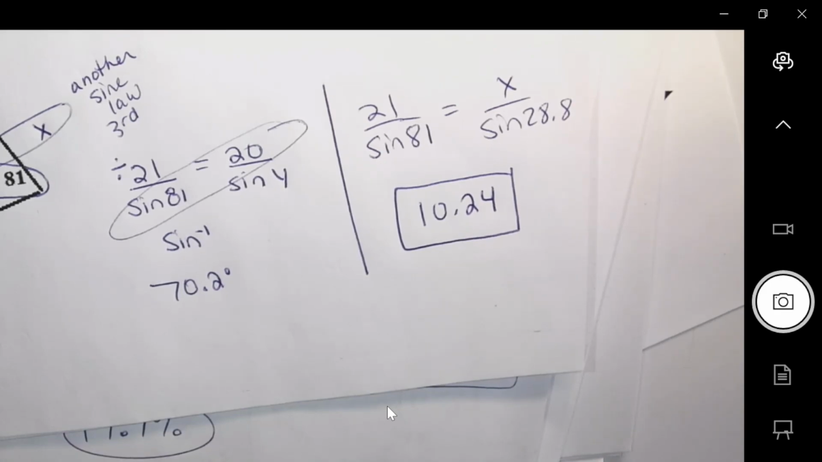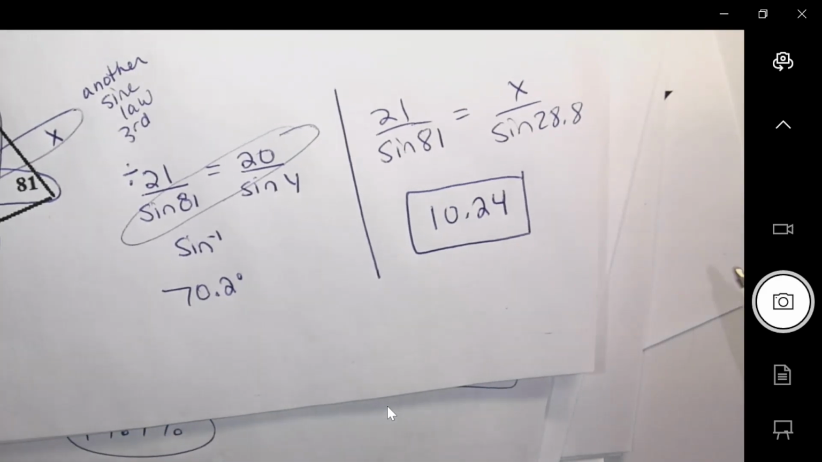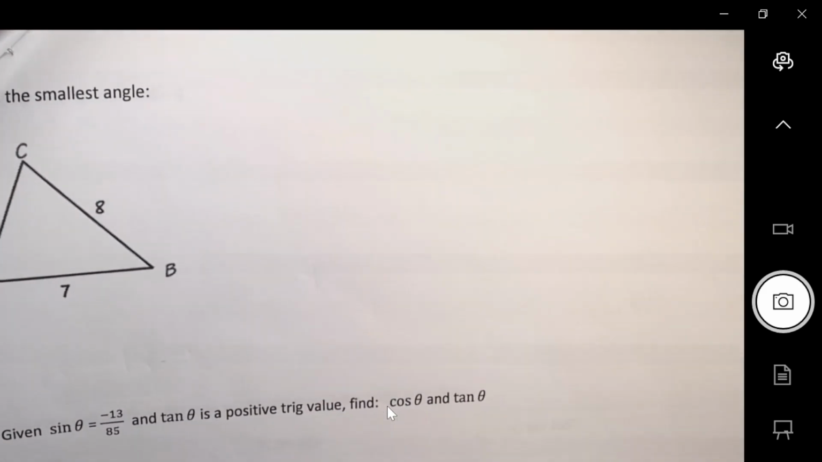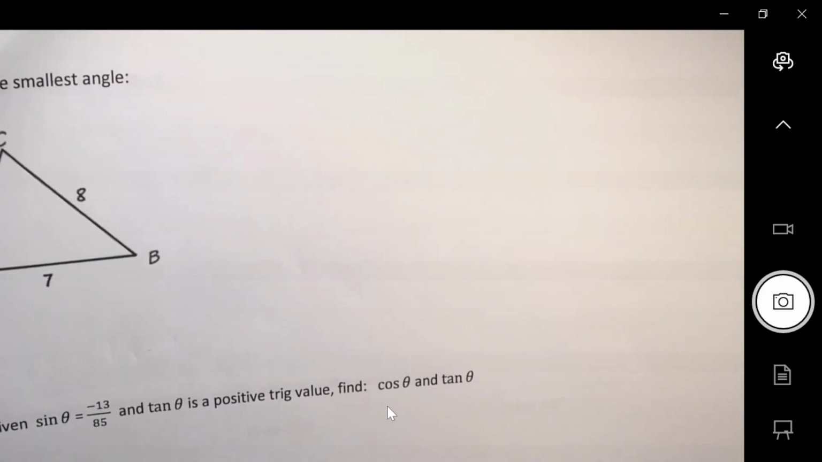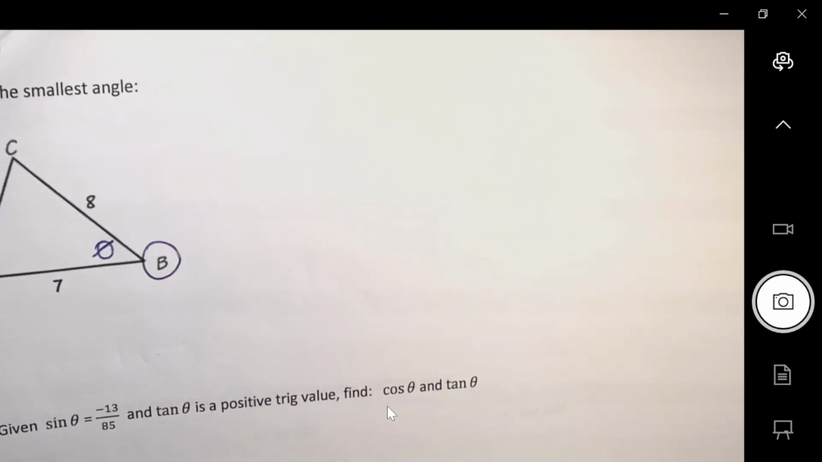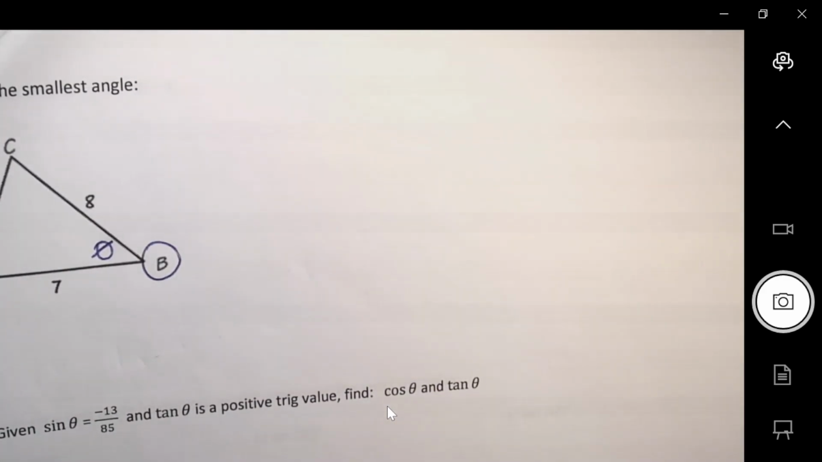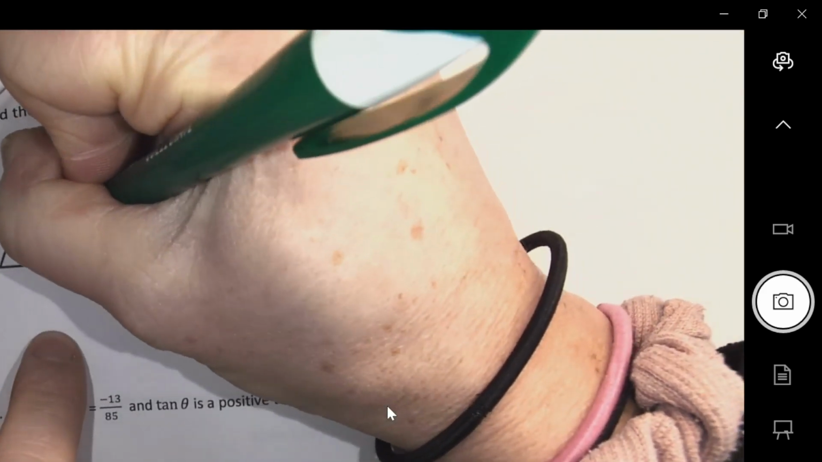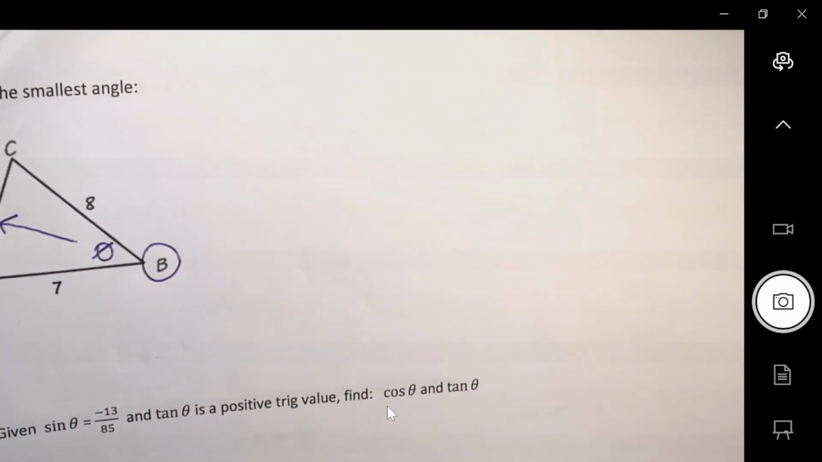Did you know that that side had to be the smallest side? Did you already know that? Across from the smallest angle, it better be smaller than the other sides. Oh, speaking of smallest, okay, which angle is the smallest? The A, the B, or the C? Angle B would be the smallest because it's across the smallest side. So that's just a general rule you should know.